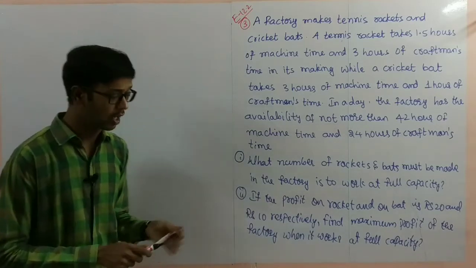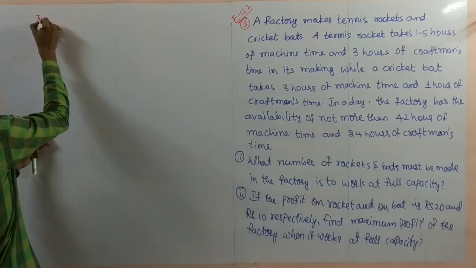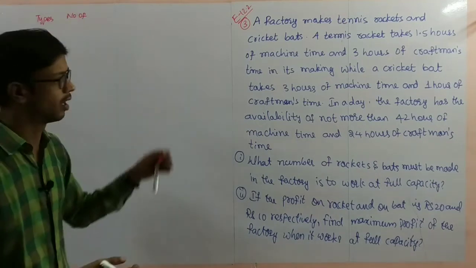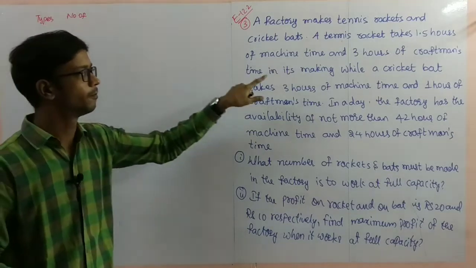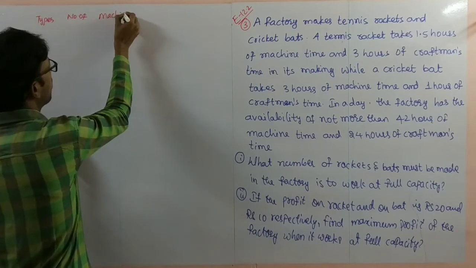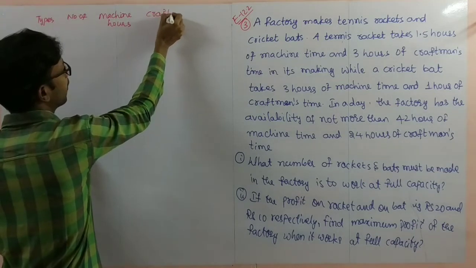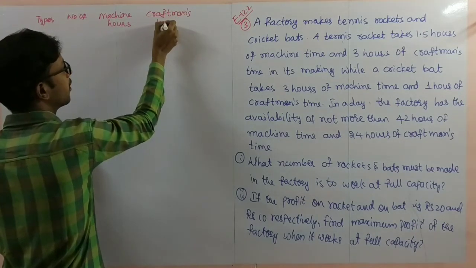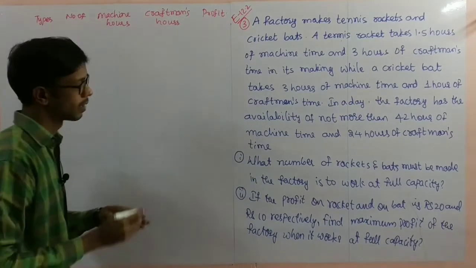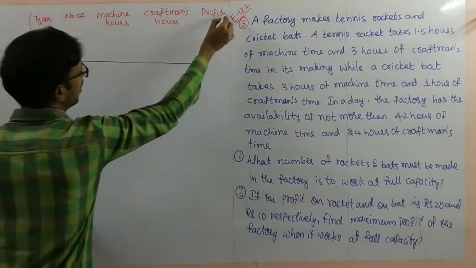So now you see here, continuation. First of all, draw the table: types, number of units, number of rackets or bats, machine hours, craftsman's hours, and profit. They have given it, so now write these as a table.